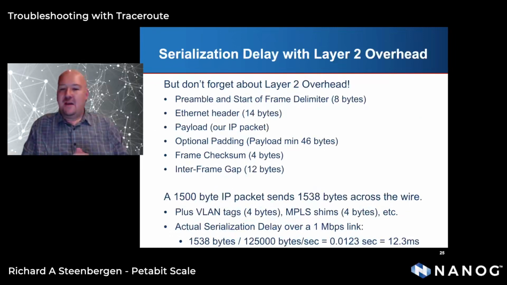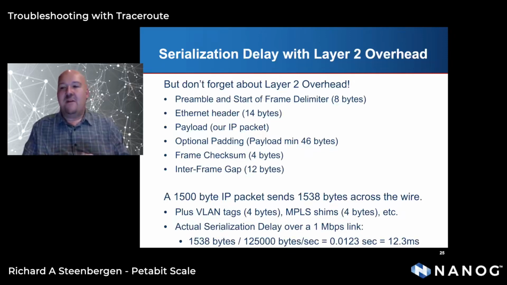Don't forget about layer 2 overhead in this. When I said a 1,500 byte packet, that's what we think of at an IP layer. But here's what happens when you actually go to transmit it over the wire. The preamble and the start frame delimiter consume 8 bytes of wire space. You have to put an Ethernet header on it, that's 14 bytes. Then you have to put our payload, and if for whatever reason our IP packet was smaller than 46 bytes, Ethernet requires you to pad it to 46 bytes.